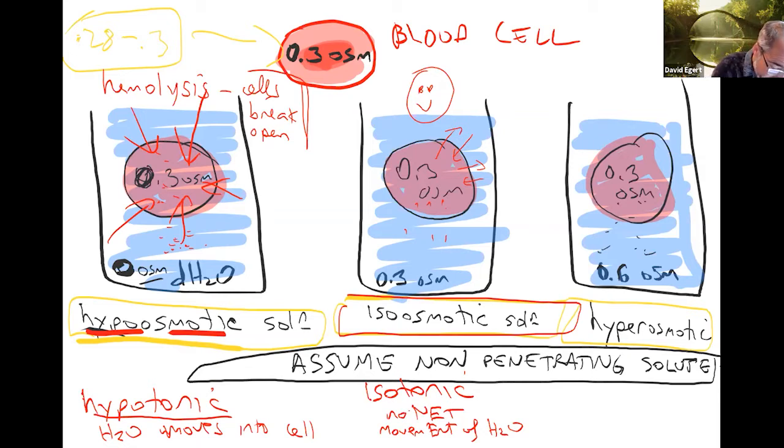So I put a happy face here. This is why we came up with our IV flush syringe to be 0.3 osmolar. It's isoosmotic and isotonic. And that means that when you shoot it up into somebody's vein, the blood cells are going to have a little smile on their face because it's like, this is just what we like.